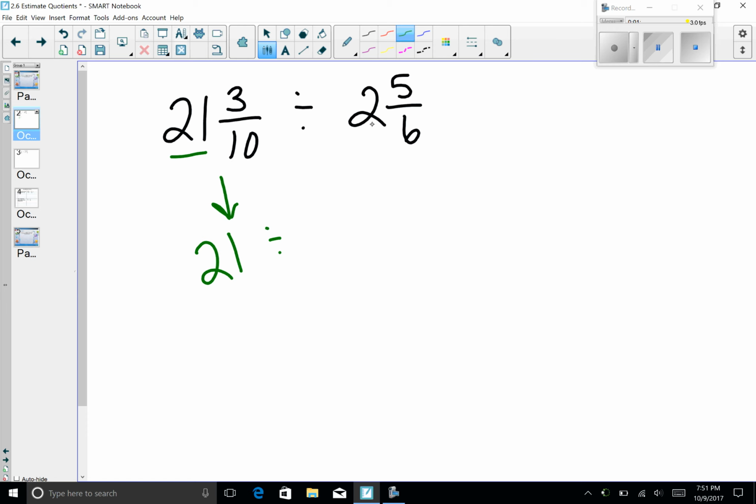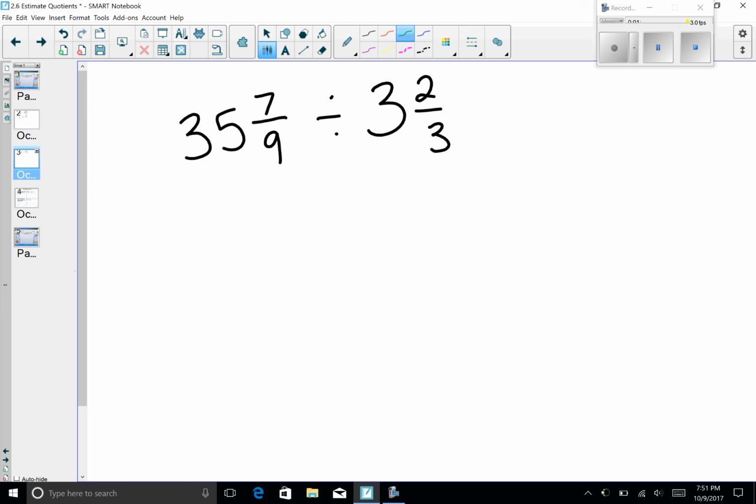I'm going to do the same thing here. I have a 2, and so I'm going to take a look at the fraction 5/6. Is this closer to a whole number? Is it closer to a half? Or is it going to be closer to the actual 2? Well, I see 5/6 is more than a half. It's actually going to be pretty close to a whole number. And so this 2 and 5/6 is going to become a 3. And now I can go ahead and divide. 21 divided by 3 equals 7. And so my estimate would be 7.